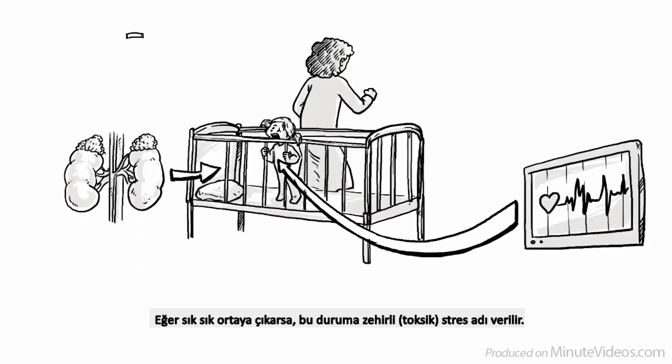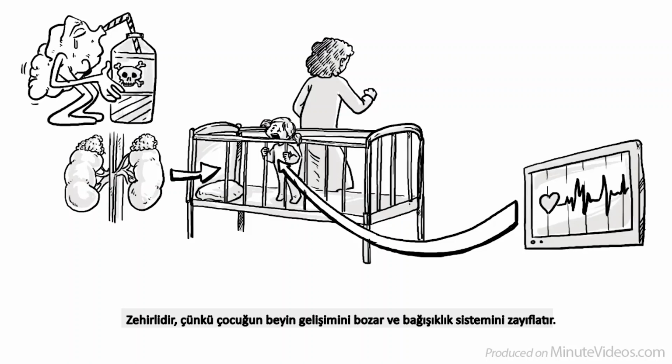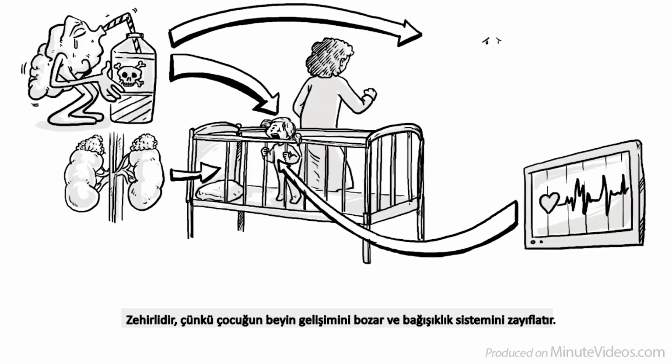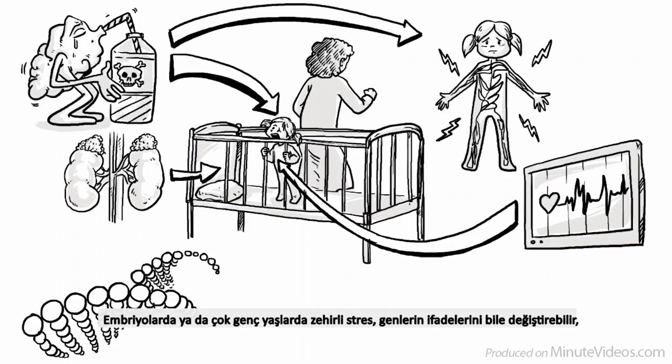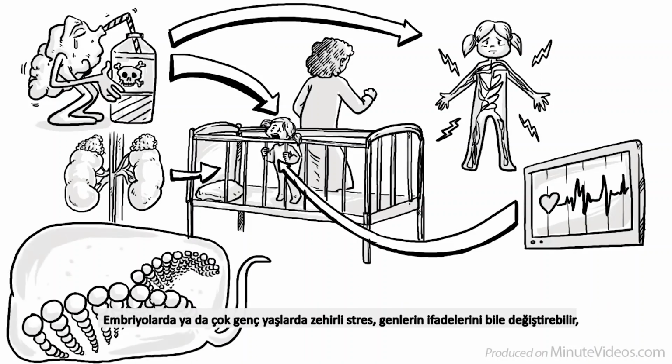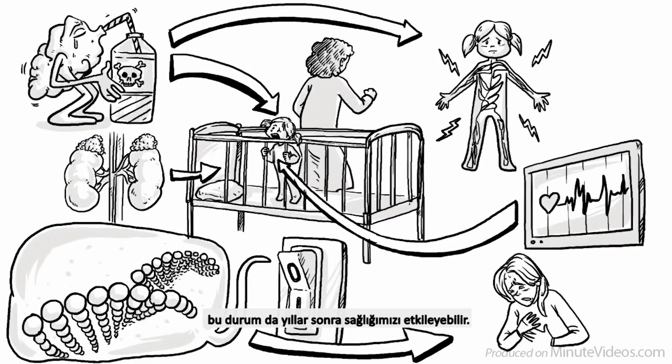If that happens frequently, it is called toxic stress. Toxic because it impairs the development of a child's brain and weakens the immune system. In embryos or at a very young age, toxic stress can even switch the expressions of genes, which can affect our health many decades later.